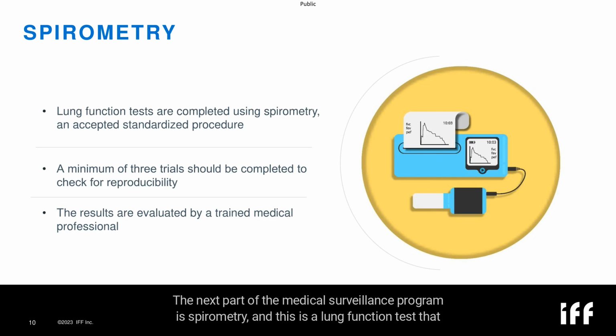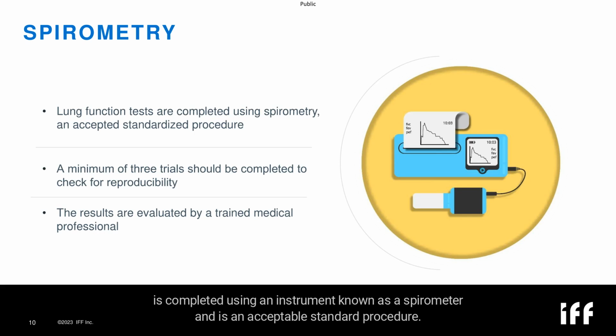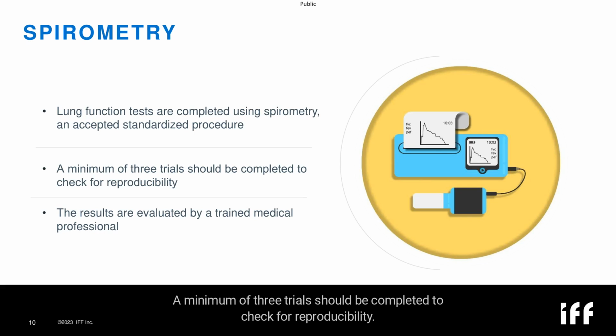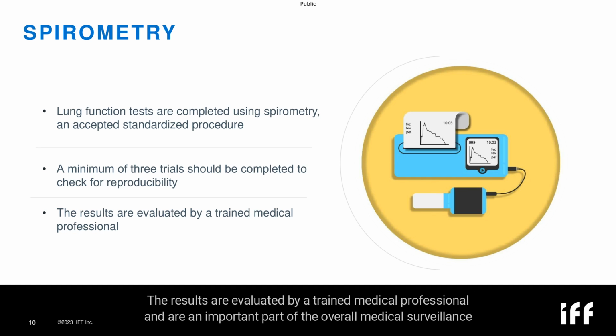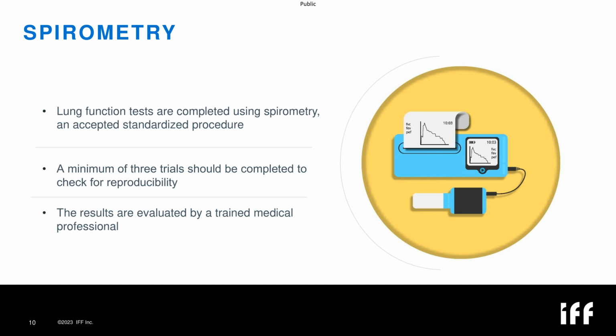The next part of the medical surveillance program is spirometry, a lung function test that is completed using an instrument known as a spirometer and is an acceptable standard procedure. A minimum of 3 trials should be completed to check for reproducibility. The results are evaluated by a trained medical professional and are an important part of the overall medical surveillance program.